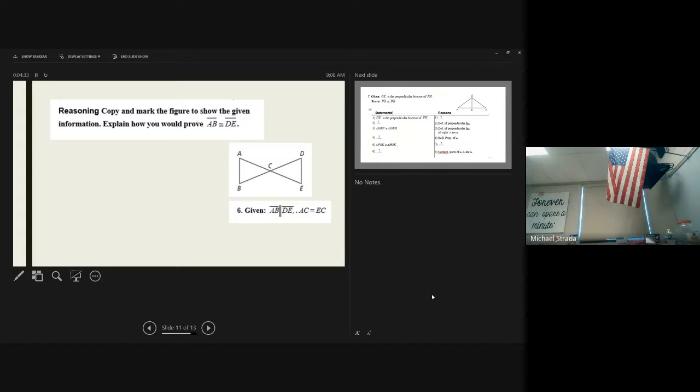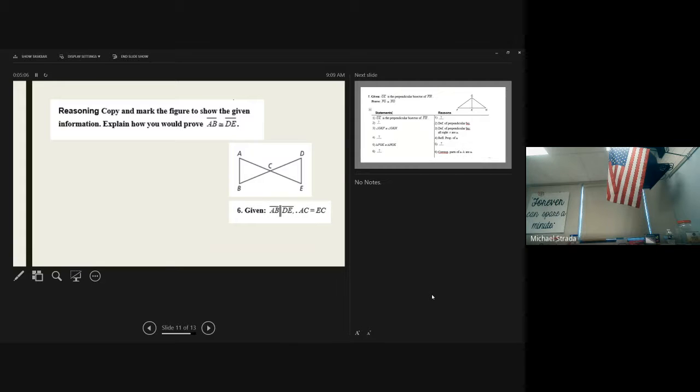All right. Now, next up, AB is parallel to DE. AC is congruent to EC. Those angles are congruent by what 3 letters? A, I, alternate interior angles. All right. They say AC is equal to EC.